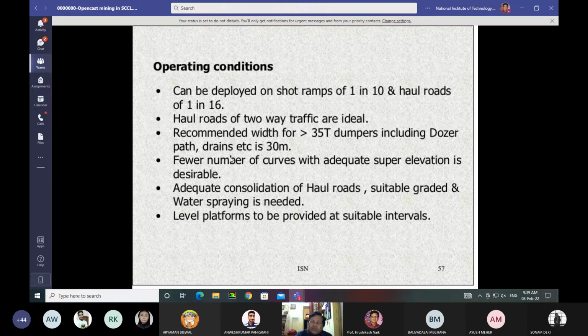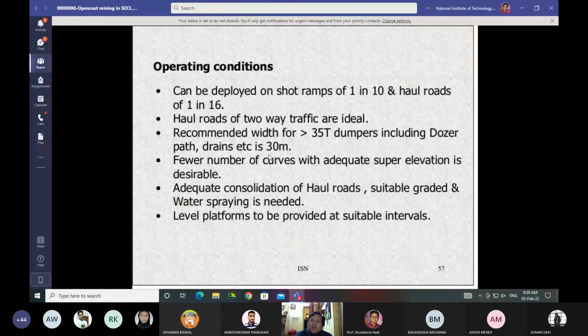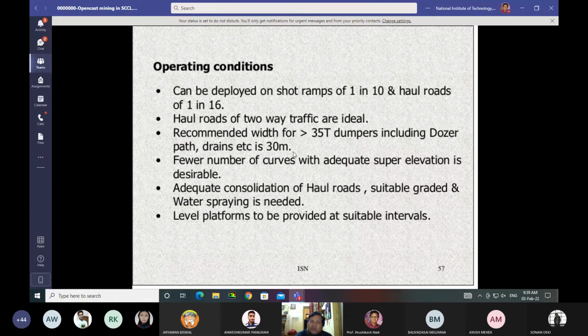So the width of the bench should be 30 meter if you are using 35-ton dumpers, because not only the dumpers will move on the haul roads, the dozers and the drains will also be there. Therefore, the recommended width of the bench is 30 meter if you are using a bigger size of dumper, more than 35-ton dumpers.